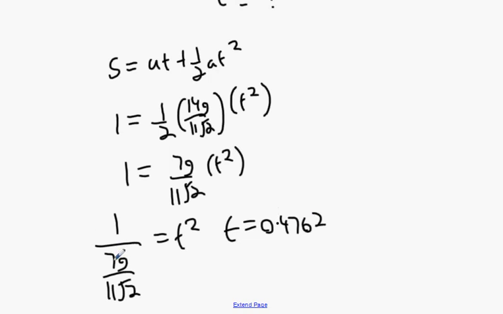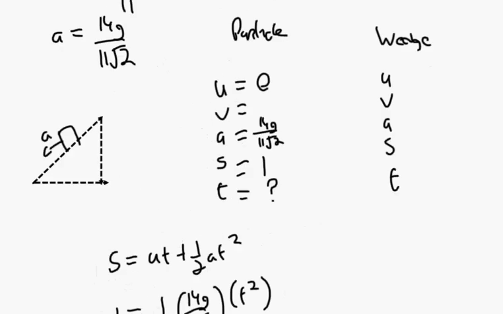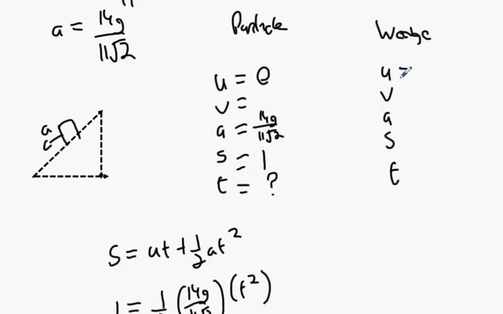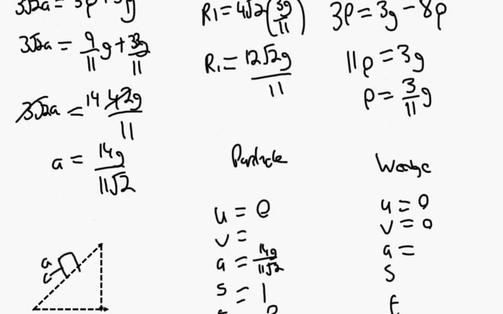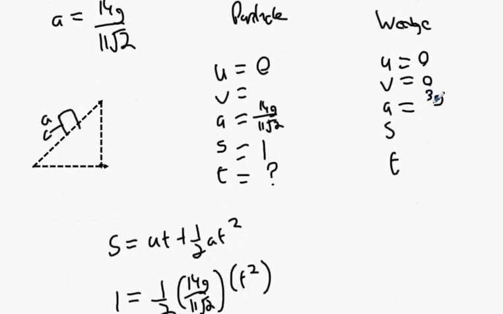My recommendation is s equals ut plus a half at squared. s therefore equals a half times 3g over 11 times 0.4762 squared. Put all that into the calculator and you get s equals 0.303 meters, or 0.3 meters. Okay.